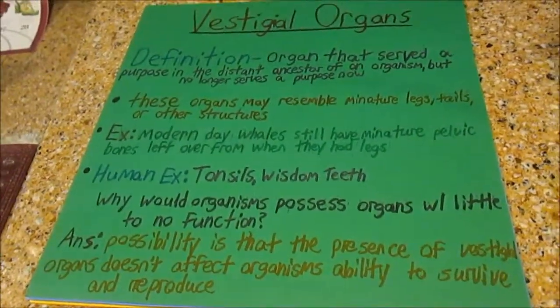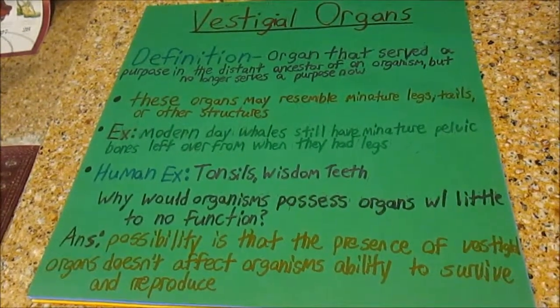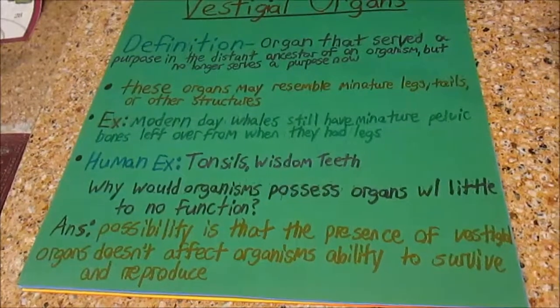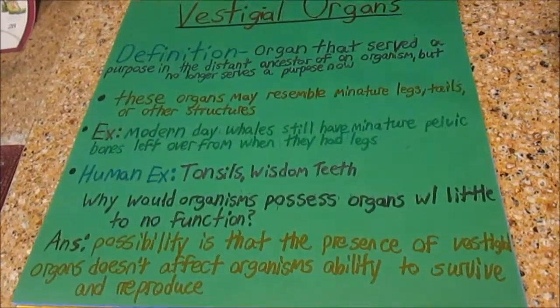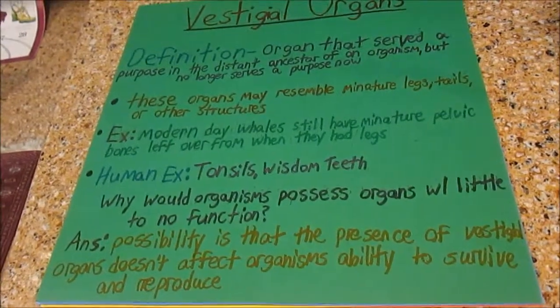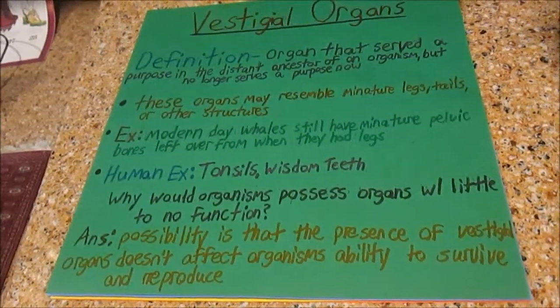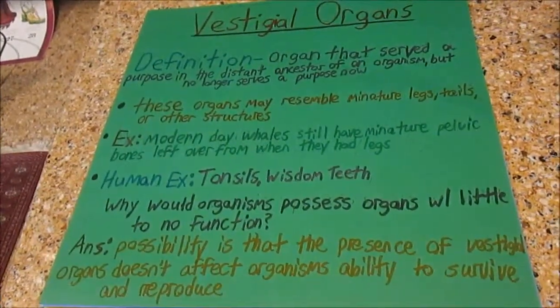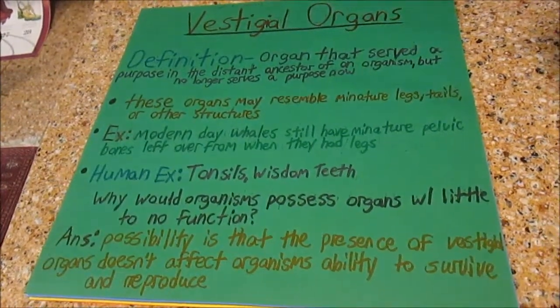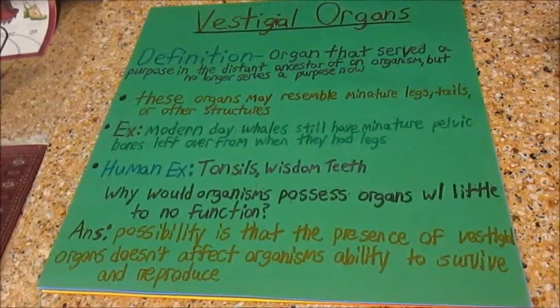Vestigial organs. This is an organ that served a purpose in the distant ancestor of an organism, but no longer serves a purpose now. These organs may resemble miniature legs, tails, or other structures. An example would be that modern-day whales still have miniature pelvic bones left over from when they had legs. A human's tonsils and wisdom teeth. Not very useful, but they're there.